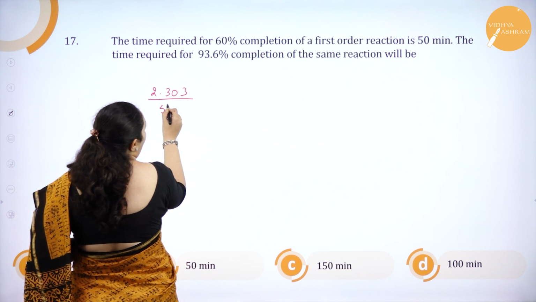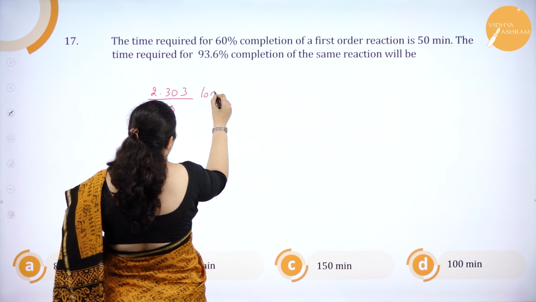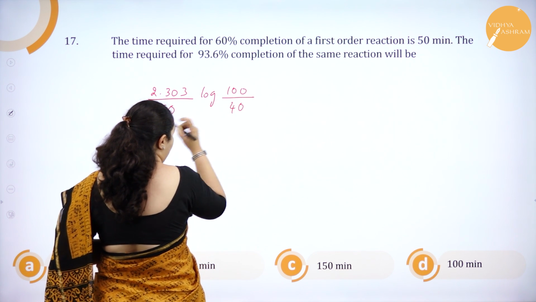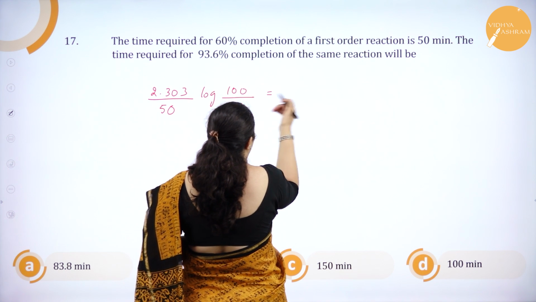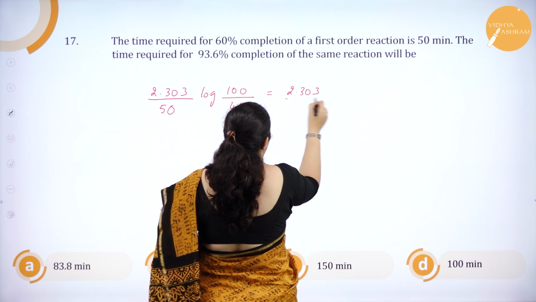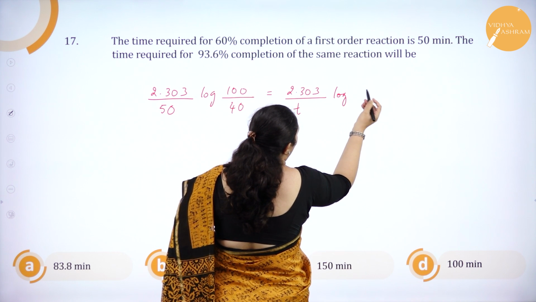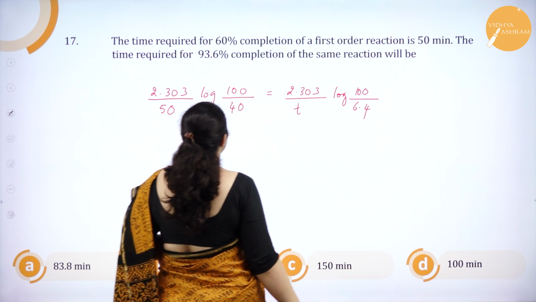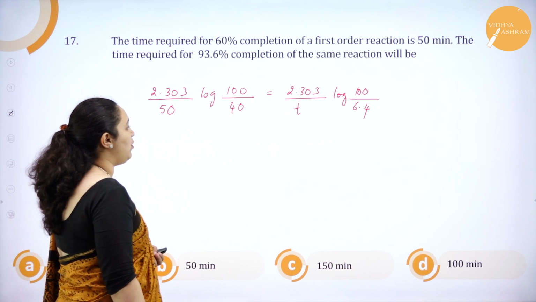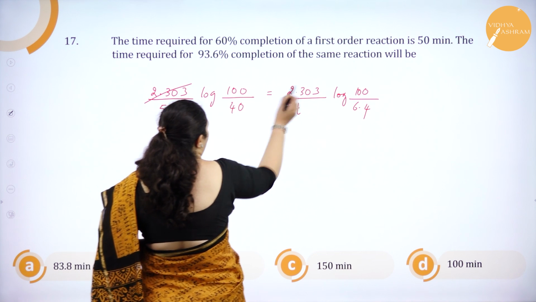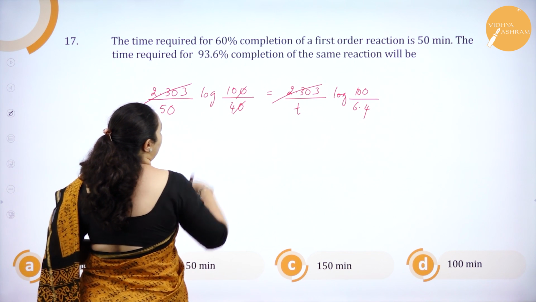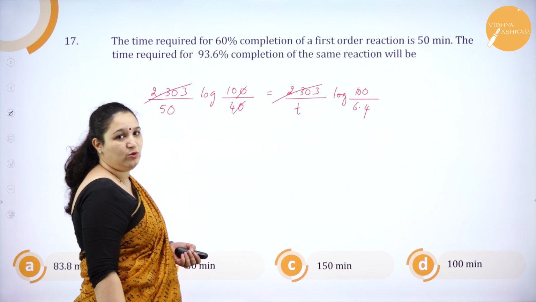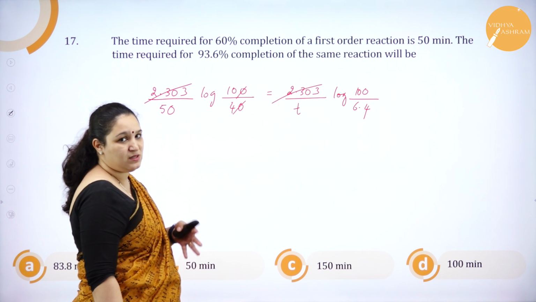2.303 by 50 minutes, log of R naught by R. Taking R naught as 100, 100 minus 60 is 40, which is equal to 2.303 by T, since here I can get the K value. I don't know the time I require to find out. Here, taking it as 100, it is 6.4, because 100 minus 93.6 is 6.4. So 2.303 and 2.303 get cancelled. 100 by 6.4 is log 10 by 4, which is log 10 minus log 4 I can do. Log A by B is log A minus log B.